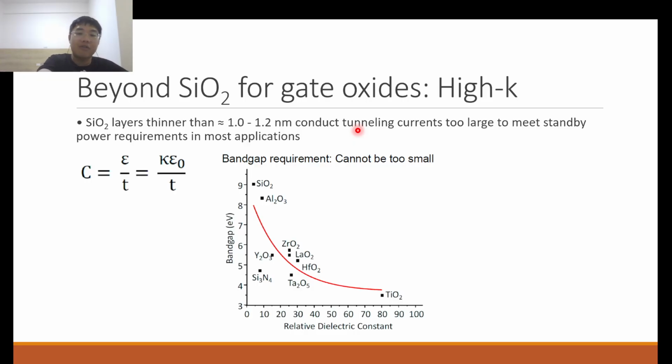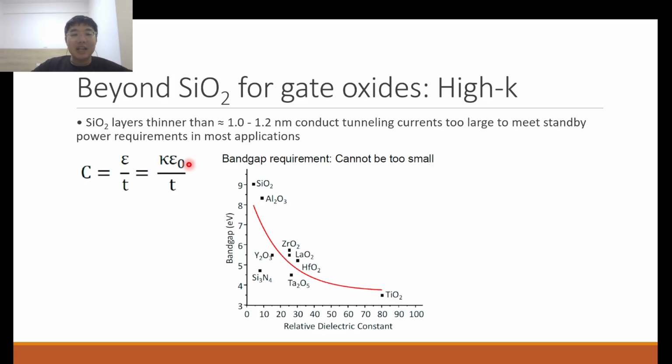So you can imagine your handphone. It's turned off, it's on like standby mode. However, it's continually draining power, and that's not desirable for any electronics, especially for electronics like the handphone, where you don't want it to run out of battery too quickly throughout the day. So the alternative would be to use a material with a higher dielectric constant.